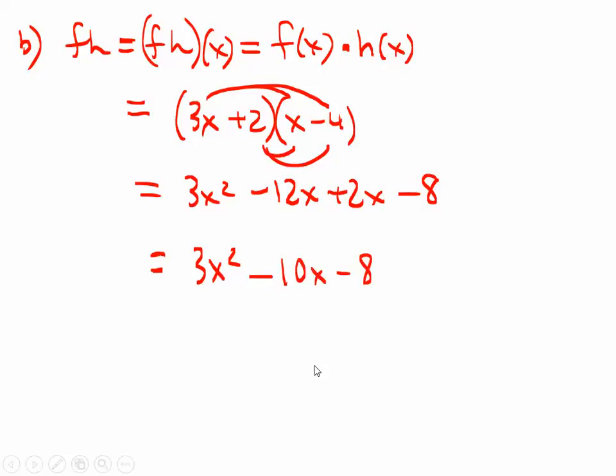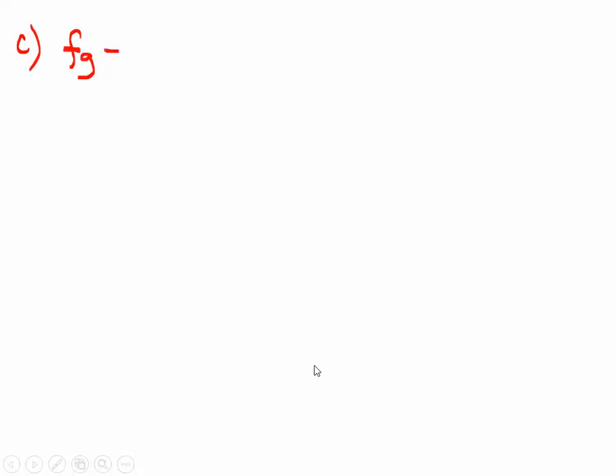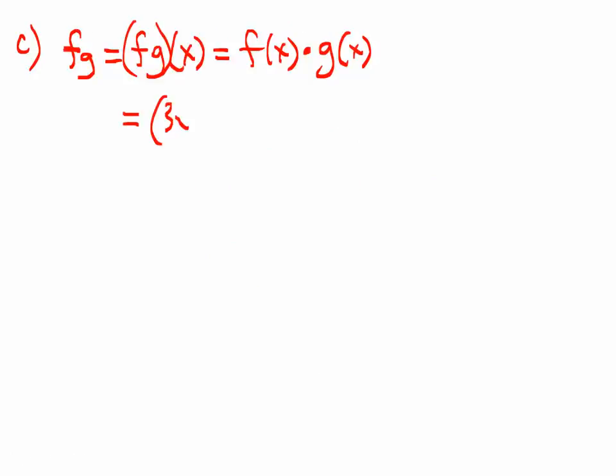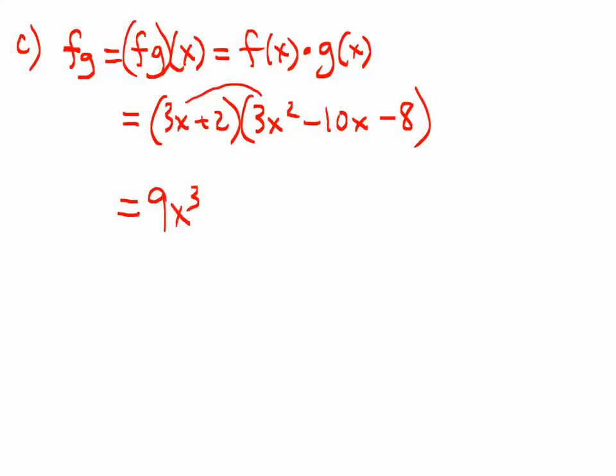Alright, and C, being the long one, it's f times g, 3x plus 2 times that little trinomial right at the end there. So this is the not so fun one here, 9x cubed, then we got a minus 30x squared minus 24x.